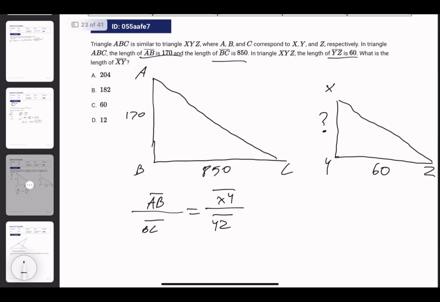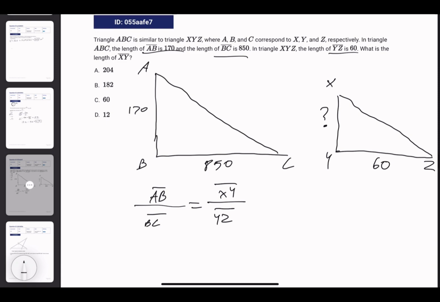And now we're going to plug in our points. I hope this makes sense. This length over this length is going to be equal to this length over that length. And it's because this little fact right here, triangle ABC, is similar to triangle XYZ. That allows us to set up this ratio.